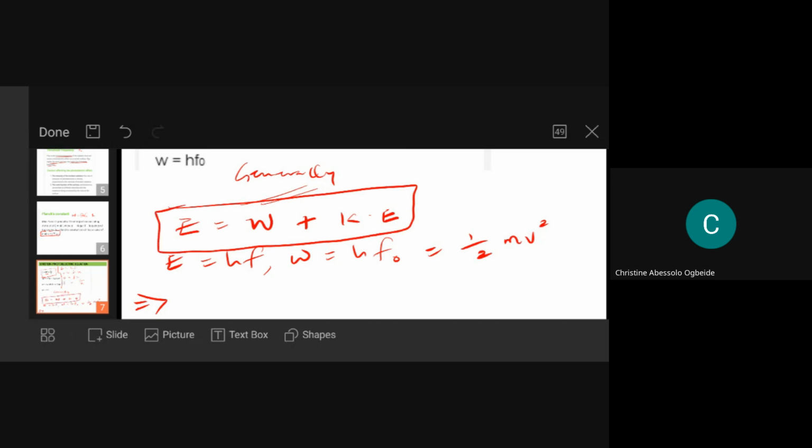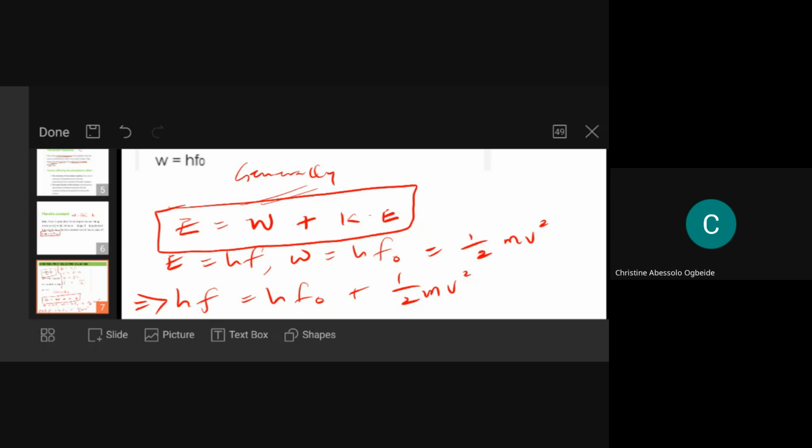So this general equation can be further written as E, which is hf, equals hf naught plus 1 over 2 mv squared. So you see that. I can actually put in what their values are, and the equation becomes a bit longer, but it's not actually anything long.